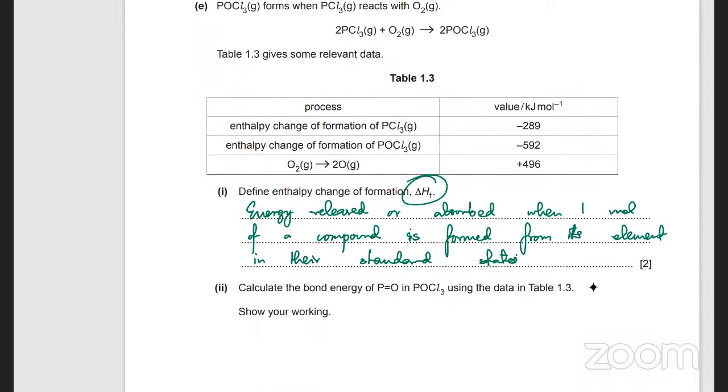तो ये, अब उसके बाद है calculate the bond energy P=O in POCl3 using data in table 1.1.3, so this probably requires a Hess cycle, I think. Okay. So I think we just need to write the elements down. नहीं, they already give us the reaction. नहीं, he's asking for the bond energy, just a second, let's think about it। This is how many marks? This is just 2 marks.